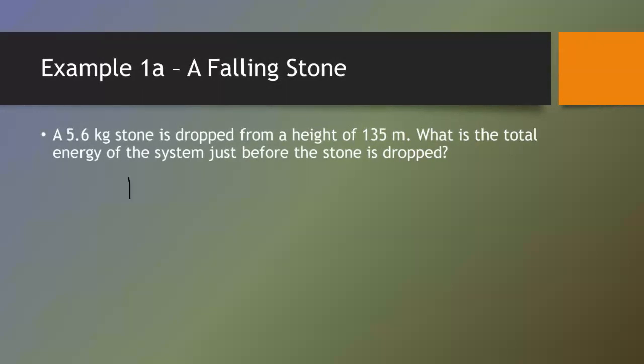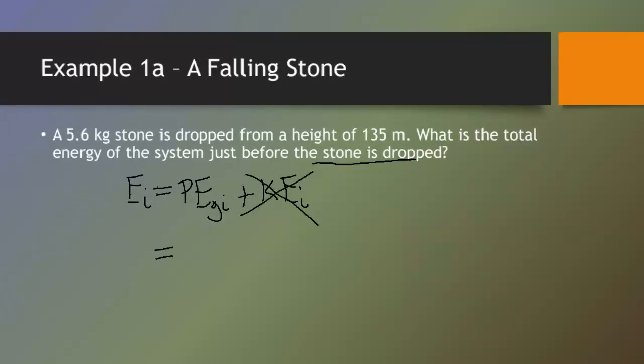Well, we want to find the initial energy, which in this case would be the initial gravitational potential energy plus the initial kinetic energy. Just before the stone is dropped, though, there is no kinetic energy. The stone's not moving. It only has potential energy. So this is zero. We can just eliminate this. All we need to know is the potential energy when it starts. And the gravitational potential energy is m times g times h. And I'm just going to put an i with that as the initial height.